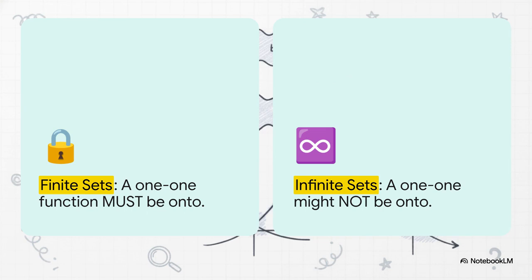Well, the mind-bending answer is, it depends. For a finite, closed set of numbers, yes, absolutely. A 1-1 function within a finite set must be onto. There just isn't room for it not to be.